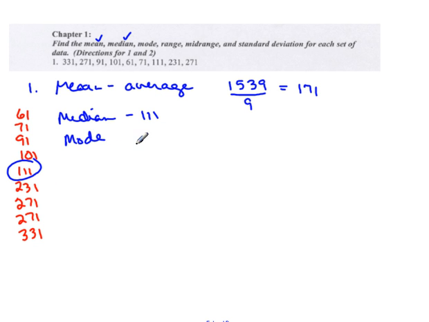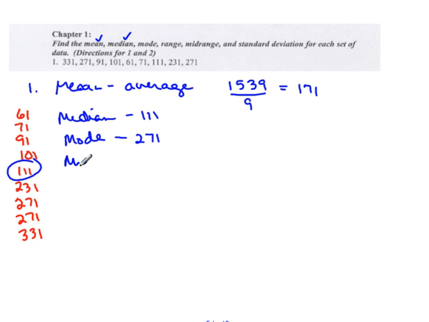The mode is the one that occurs the most, and it must be repeated at least 1 time, and there can be more than 1 mode. In this case, the only number repeated is 271, so therefore that is the mode.